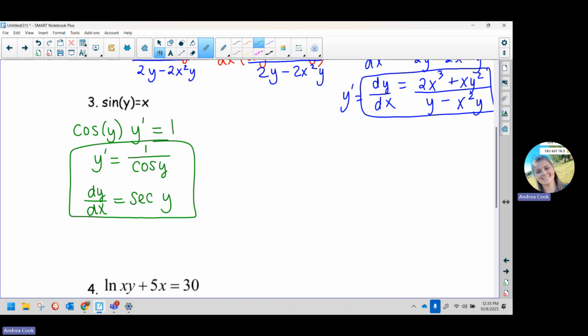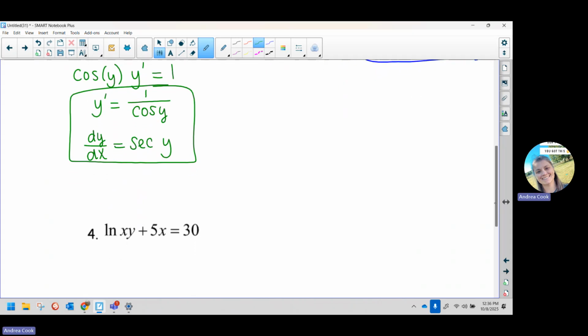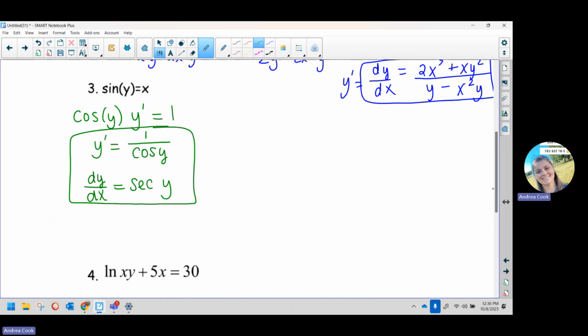Do you chain on a dy here? Yes. Anytime you have a y, think of y just like you did with u, it's a function. Because if you solve for y, it's gonna be y equals, and then you have a bunch of x's. So y is a function. Did we technically take the derivative of sine? No, we took the derivative of sine, kept the angle the same, and chained on the derivative of the angle. Okay.